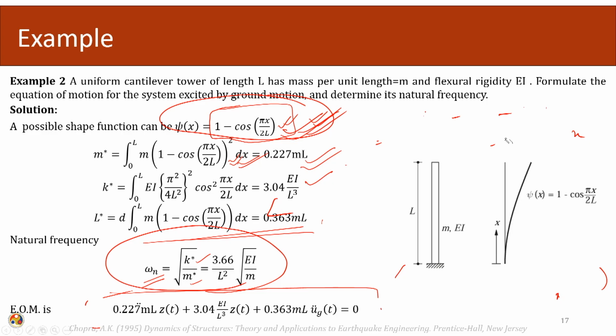So, look into the value of the stiffness. It has been given as 3.04 EI over L cube. I can derive it in another way also. The chosen degree of freedom is the horizontal displacement at this particular point.